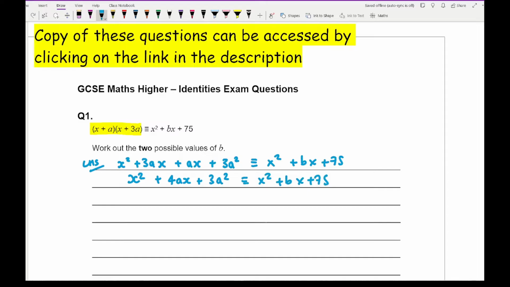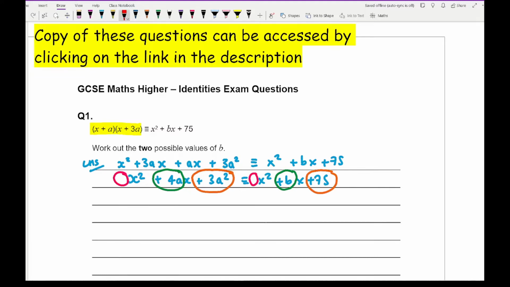Now what you want to do now is compare the coefficients. Basically what we should spot is that the number of x squareds is the same on both sides. The number of x's should be the same. You always want to include the sign on the left as well, and then the constant at the end. So these little things I've highlighted in each respective colour should be equal on both sides.